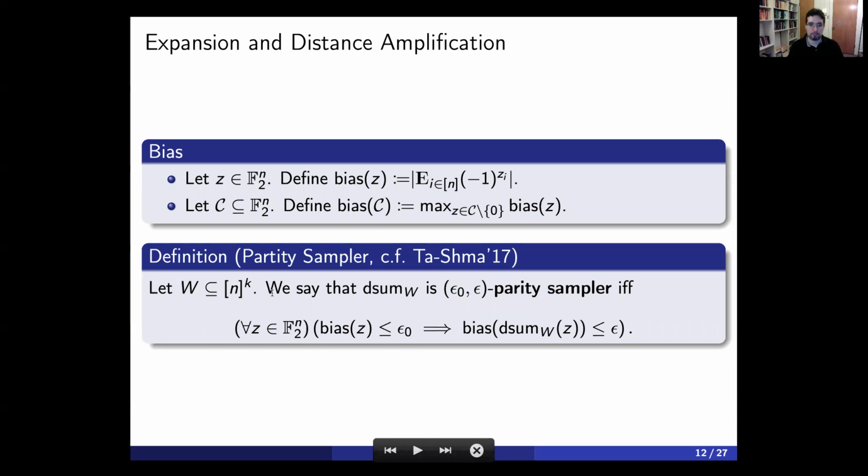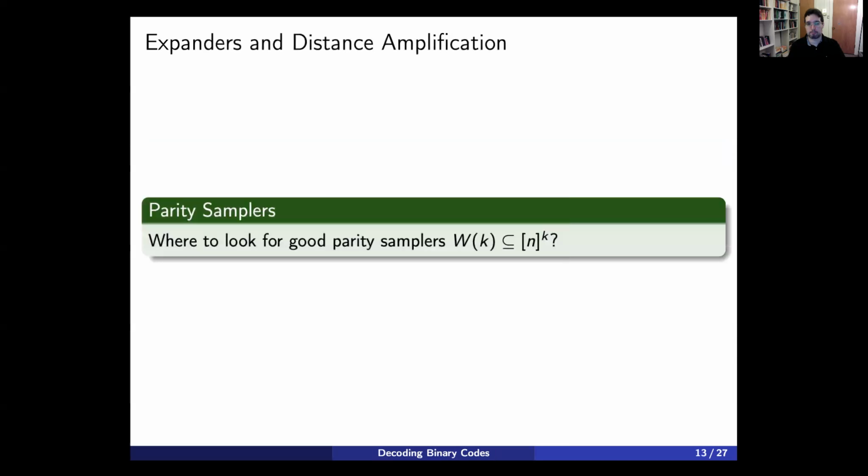And Tashma used this very nice definition to understand when a collection of tuples reduces the bias. So you're going to say that's an epsilon zero, epsilon paired sampler. If you're starting from any word, it takes bias epsilon zero all the way down to a potentially much smaller bias epsilon. This is a paired sampler.